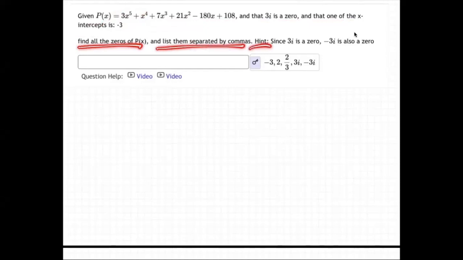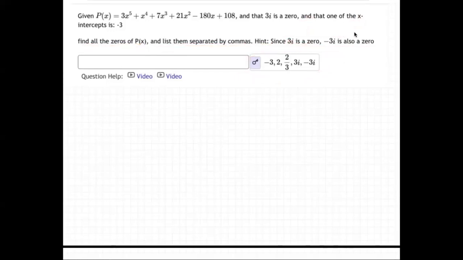Hint, since 3i is a 0, -3i is also a 0. So it turns out whenever you have an imaginary 0, you have the opposite sign called the complex conjugate, which I'll just leave it at that. The opposite sign is also a 0. Okay, this is a hard problem. By the way, here's all the answers, but of course we don't always have that in the test. So how did they come up with that? Why are those the answers?